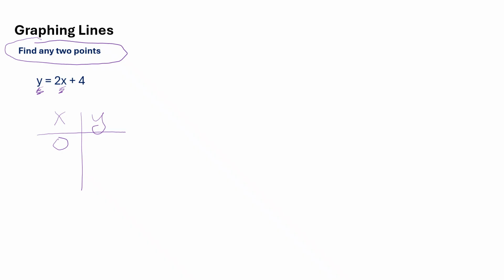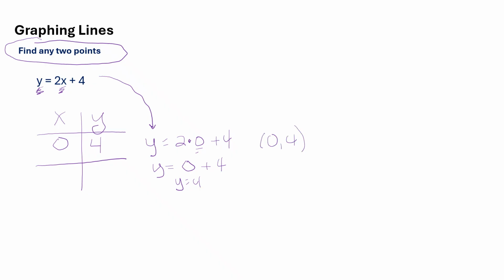So now I'm just going into my equation with that 0. So I'm saying y is equal to 2 times 0, putting that in for the x, plus 4. So now I can do the arithmetic and see what y has to equal when x is 0. 2 times 0 is just 0, plus 4. So y is equal to 4. So coming back over here to my table, when x is 0, y is 4. So that means that the point 0, 4 will be on my line.